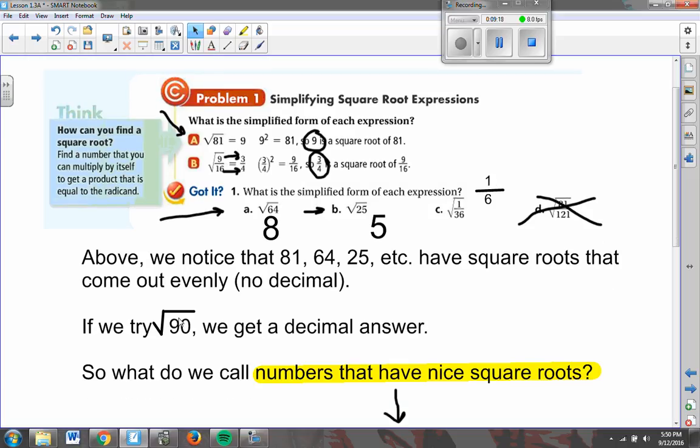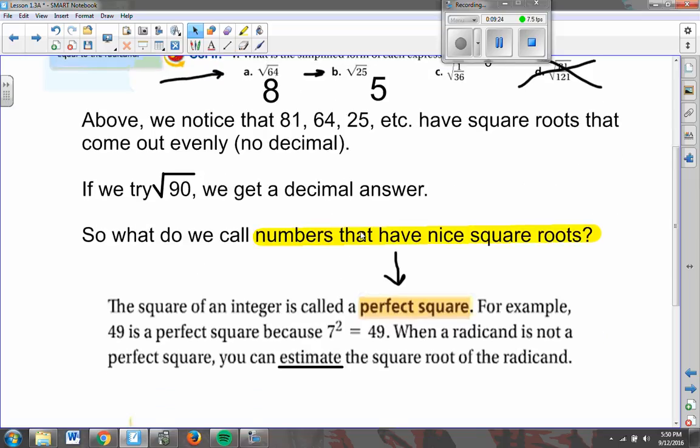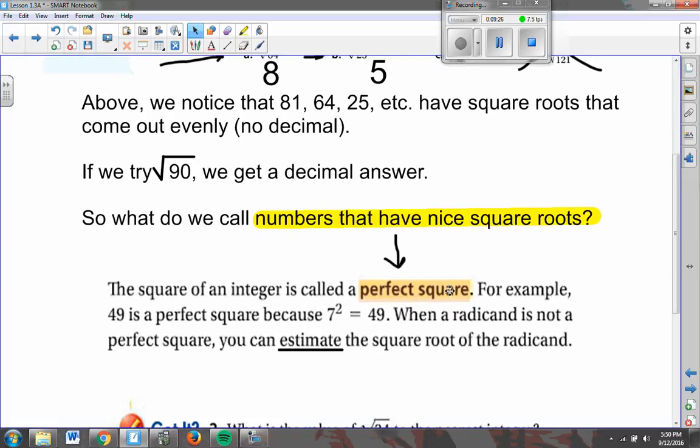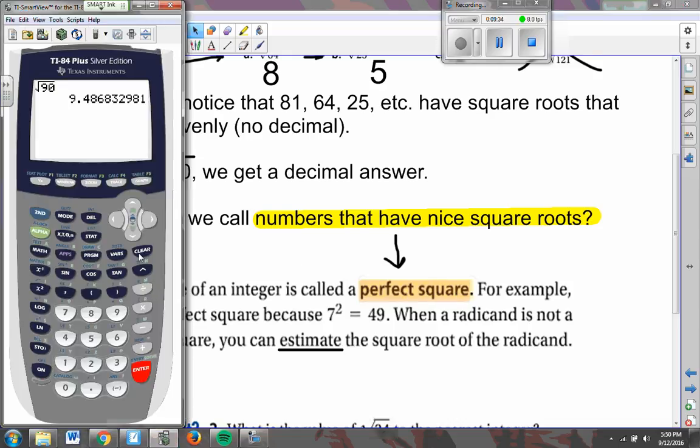But we do have a special name for numbers that have nice square roots that come out evenly with no decimals, like these did up here. And those are called perfect square numbers. Okay? Perfect square numbers are numbers that when we take the square root, we end up with a nice even number. Okay? And examples of that would be like the square root of 36. We know that's just 6. That's very nice and easy.